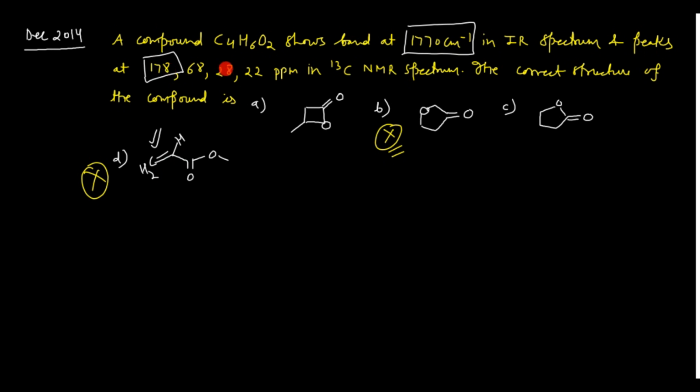But 28 and 22 are quite close, and these two peaks actually indicate that the two carbons are of the same kind, and these two carbons are not of the same kind in this particular structure, right? Because one should be downfield and one should be upfield, so you can immediately discard this one. Now you are left with option A and option C.